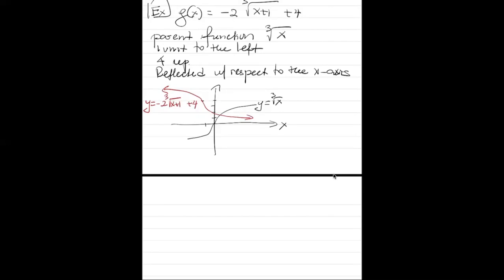You can also make a table to help you with the values here. So you can say x is -1 or -2 or 0 and so on to get a more accurate graph.